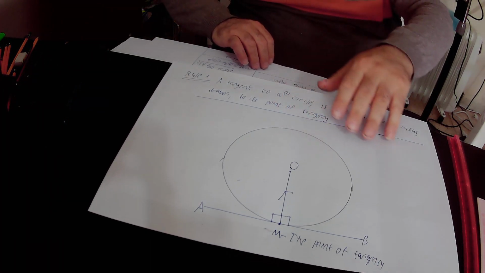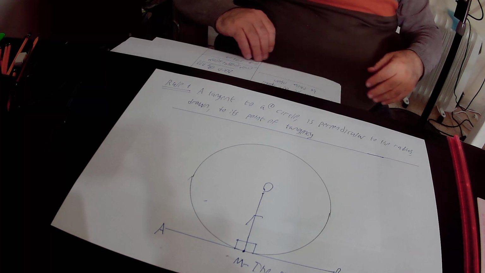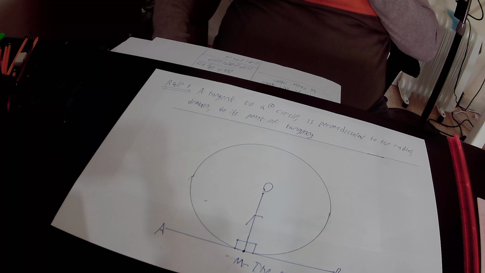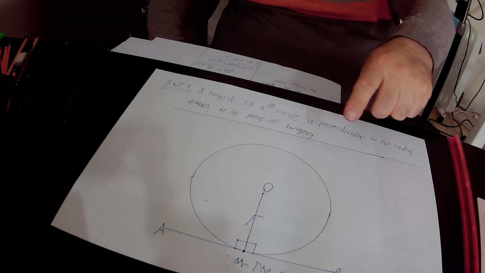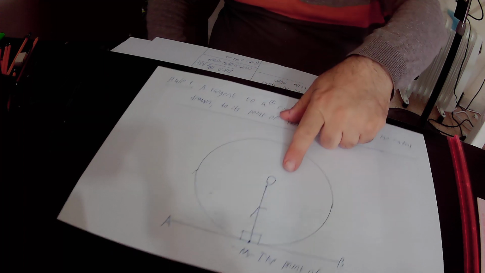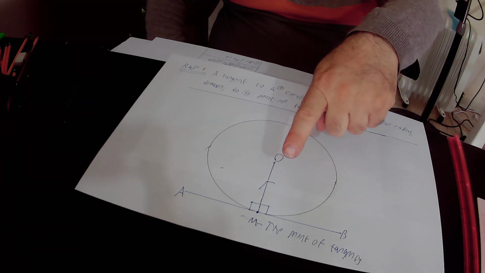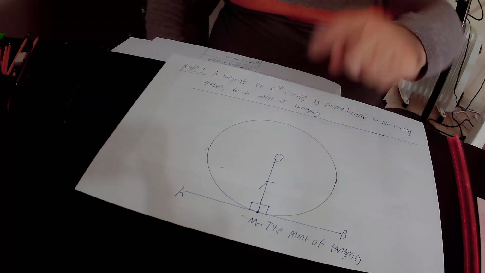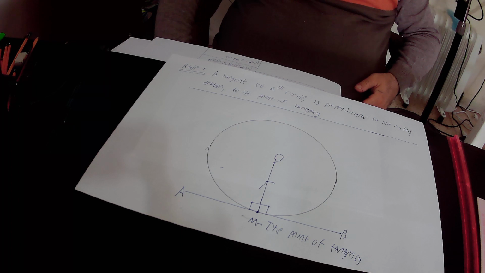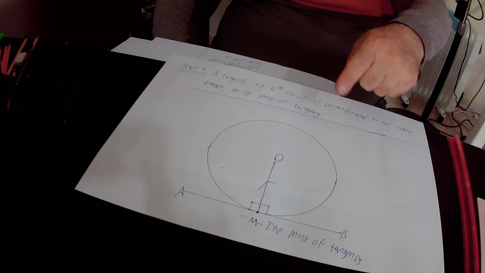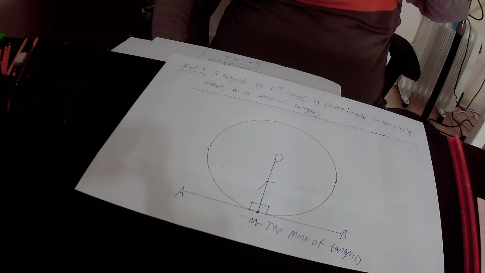According to rule number 1, a tangent to a circle is perpendicular to the radius drawn to its point of tangency. So here we have a circle, the center of this circle is point O, and we have tangent AB. This tangent AB is tangent to this circle at point M. Point M is the point of tangency of tangent AB with this circle. So according to rule number 1, a tangent to a circle, that is to say tangent AB, is perpendicular to the radius drawn to its point of tangency.